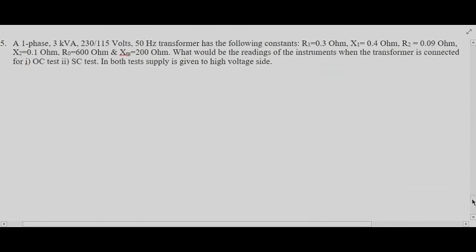The next problem is a single phase 3 kVA 230 by 115 volt 50 Hz transformer has following constants. R1 is given, X1 is given, R2 is given, X2 is given, R0 is given, Xm is given. What should be the reading of the instruments when the transformer is connected for open circuit test and short circuit test? In both tests, supply is given to the high voltage winding, means the 230 volt side.